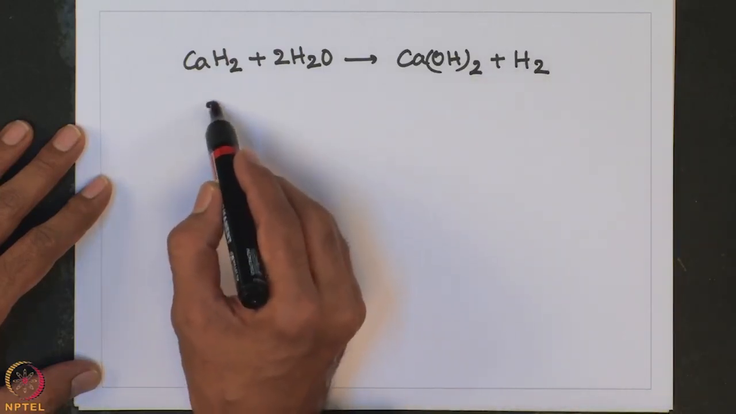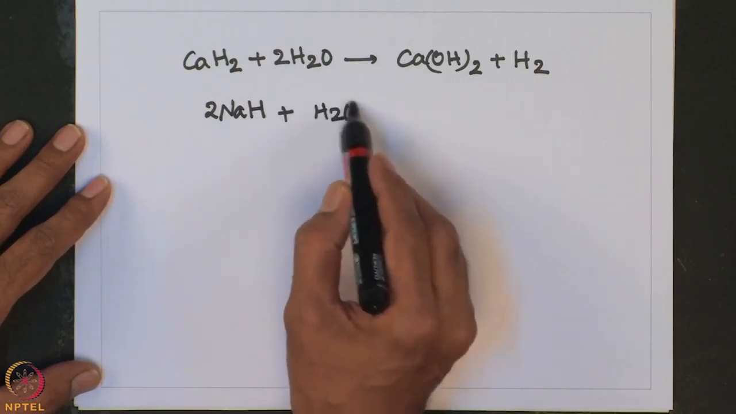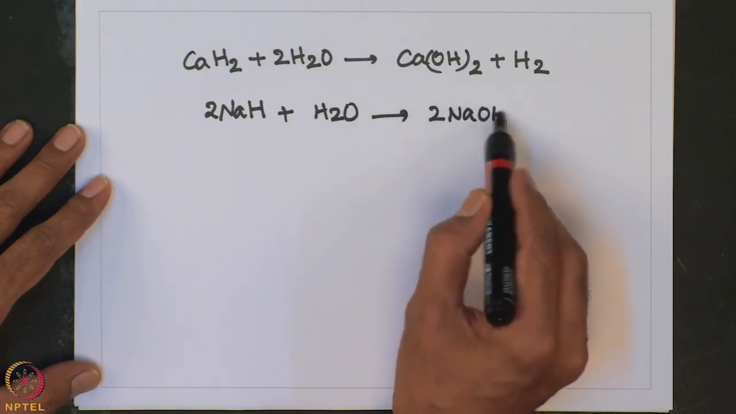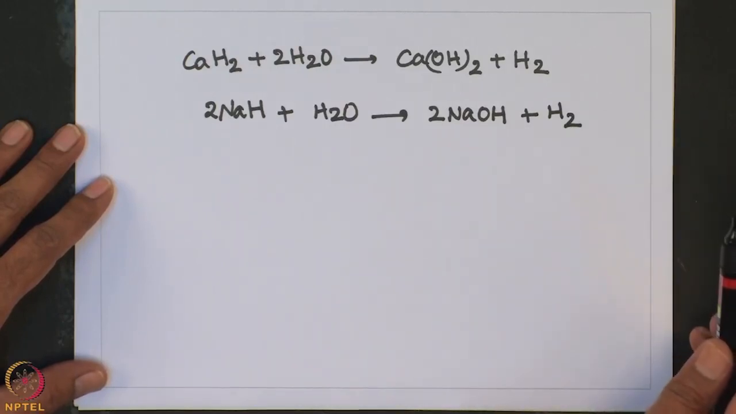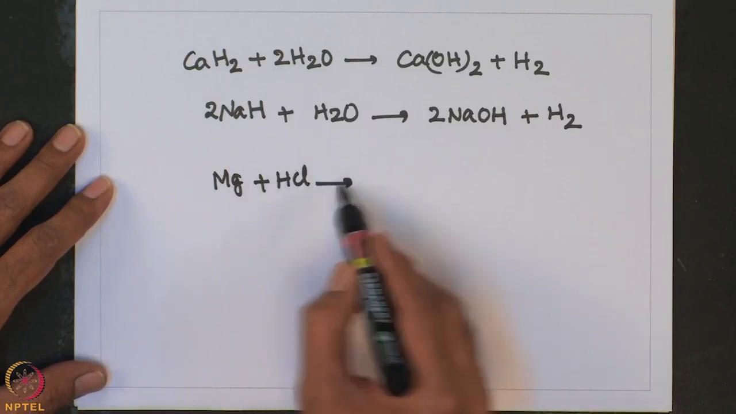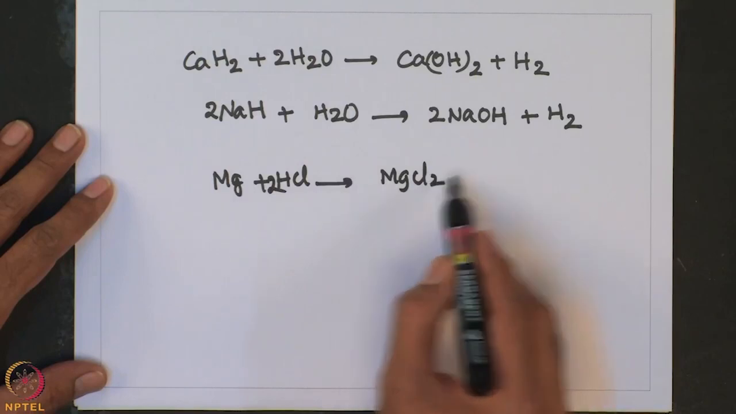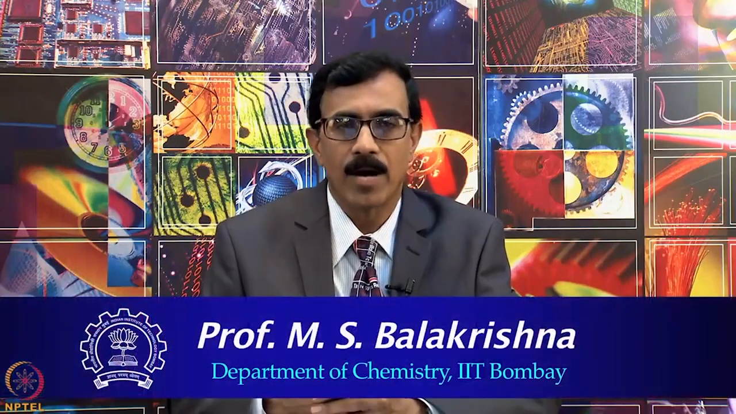And similarly, take sodium hydride, treat with water, gives sodium hydroxide and H2, or one can also generate by simply reacting magnesium with hydrochloric acid. So these are some of the methods that are used to generate or prepare hydrogen. One is electrolysis, another one is from reformation reactions, and another one is by reacting most electropositive metal hydrides with water. So in my next lecture, I will be discussing more about the chemistry of hydrogen.